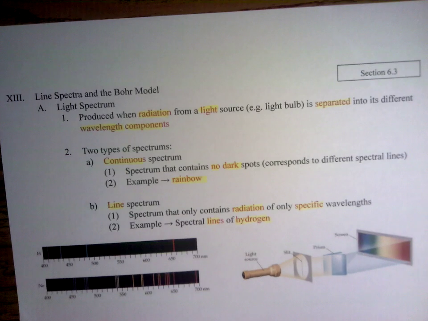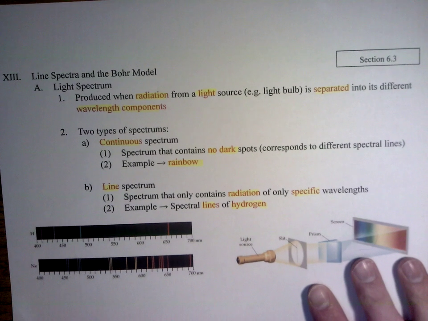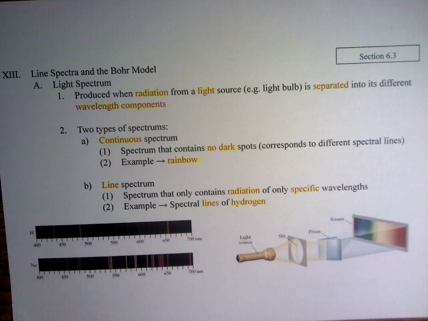So we start out here with line spectrum. And line spectrum here is defined or produced when radiation of light is separated into its different wavelength components. Now we have 2 different types of spectrum that we need to be aware of. One is a continuous spectrum. So if we're looking at a continuous spectrum of light, we're going to see all colors of the rainbow. We're going to get the entire visible spectrum. Now, a line spectrum is only going to be the specific wavelengths that we can see.